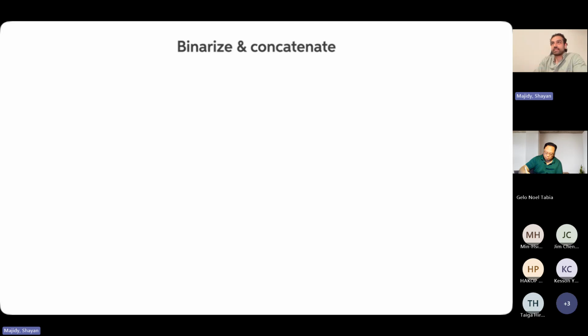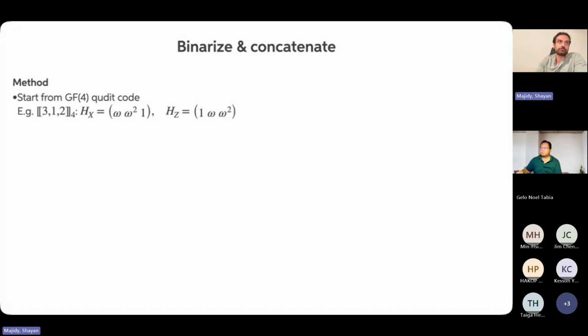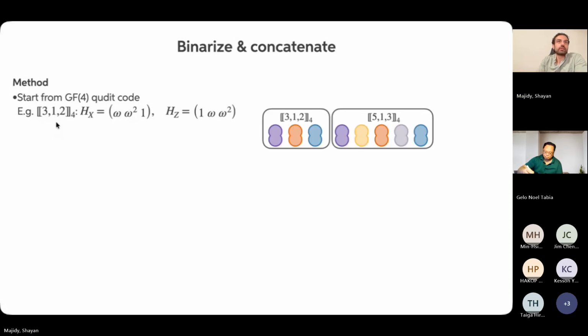Our second analytic scheme is called binarization and concatenation. The method is we start from a GF4 qudit code. You haven't seen these before. It's not like GF4 codes in the sense where you take a classical GF4 code and make it a stabilizer code. It's actually a GF4 quantum code. So here we have the elements omega and omega squared as well. So here's a 312 code.